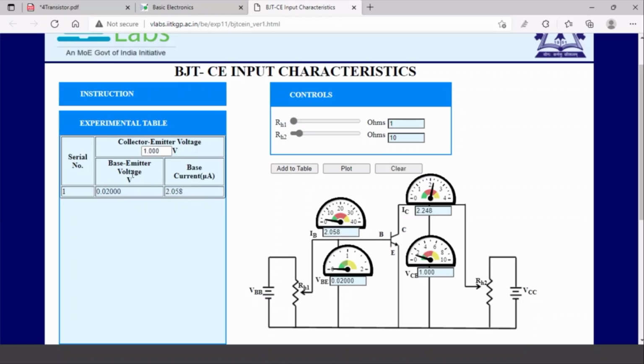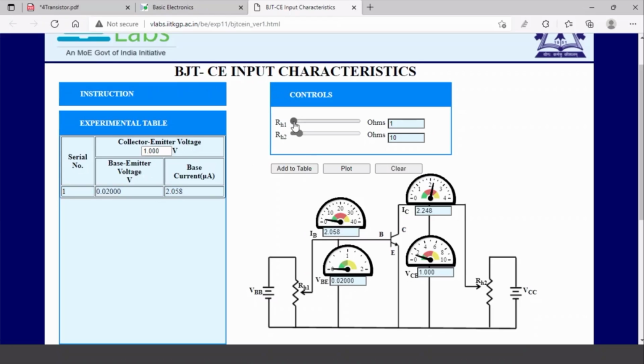Observation table, what you are having, for given value of VCE, that is 1 volt, which you have set, we are varying the base emitter voltage. Base emitter voltage is 0.02 and base current here is 2.058 microamperes. You can see here. Right? Now what to do? We have to again vary VBE and observe these values.